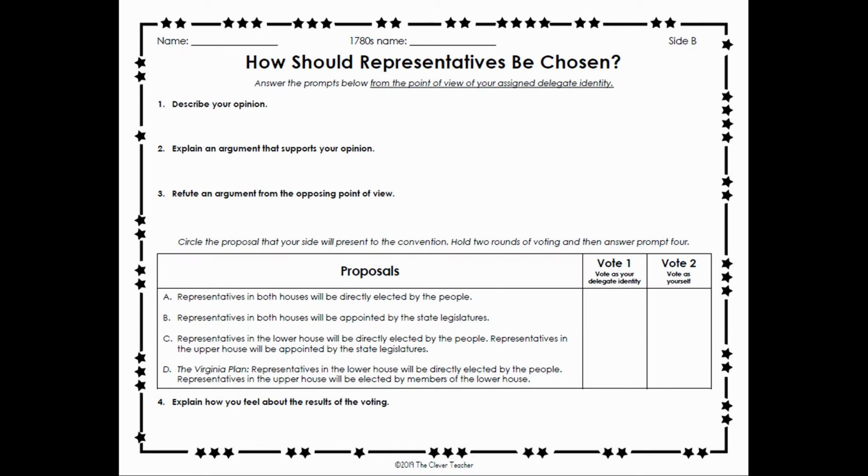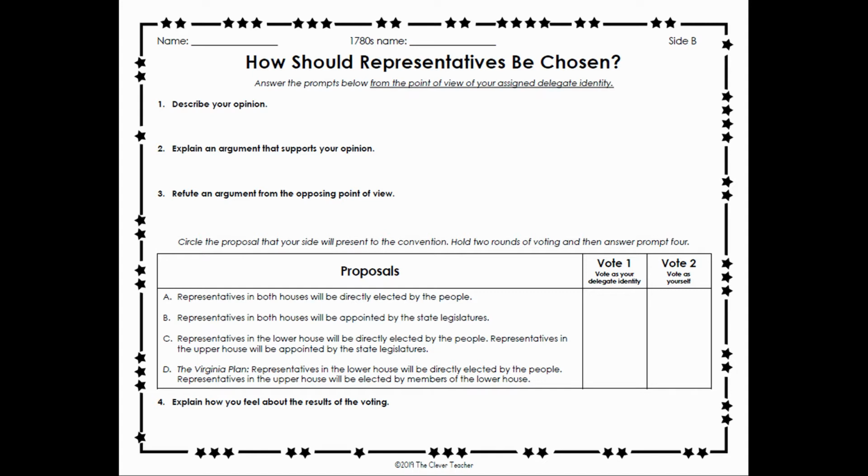Okay, if you look at this sheet right here, it says, how should representatives be chosen? There is one of these attached to this lesson in Google Docs. So what I want you to do is take the other slide that you looked at before this one that shows you the arguments for each way of voting, and then describe your opinion on line 1. On line 2 it says explain an argument that supports your opinion. So I want you to explain what supports your opinion, and you can get all of this off of that other slide. And then the third one is refute an argument from the opposing point of view. And what that means is you're going to read what the opposing point of view is, and you're going to argue against one of those opinions, okay?